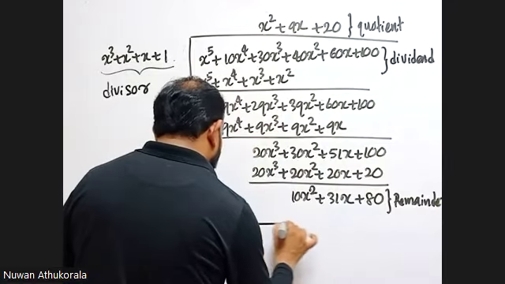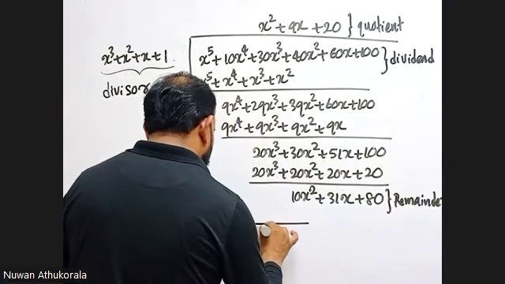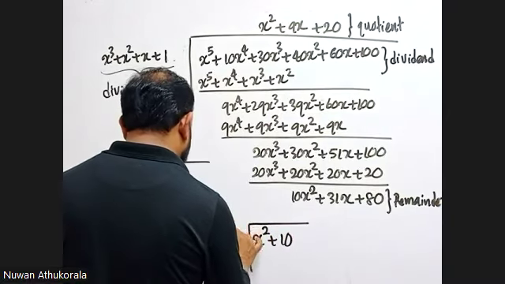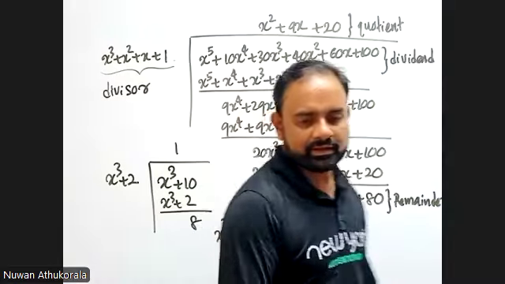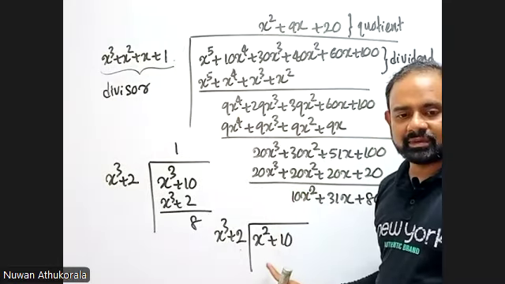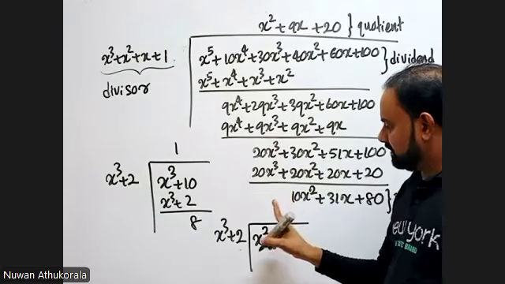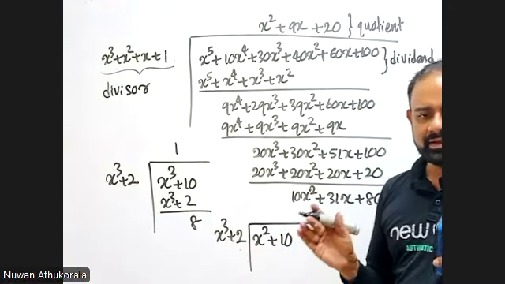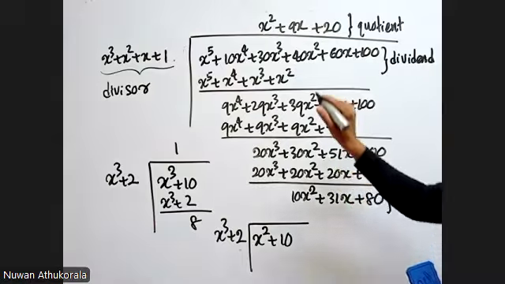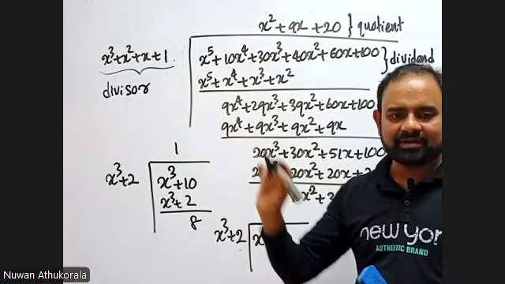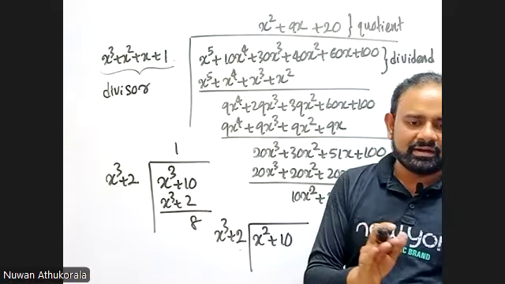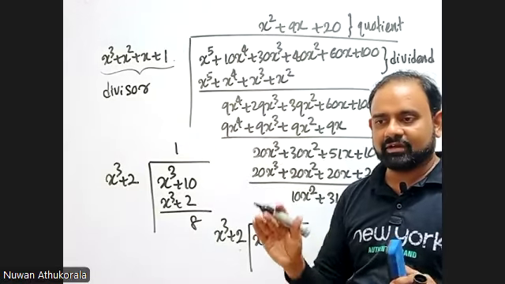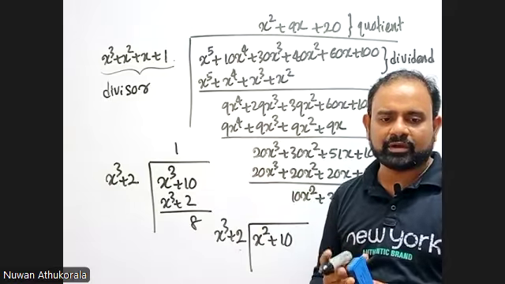Right. If dividend is s squared plus 10, divisor is s cube plus 2, right. We can't simplify these two polynomials by long division, right. Therefore, degree of dividend should be greater than or equal to degree of divisor, right. Otherwise, we can't simplify these two polynomials by long division.